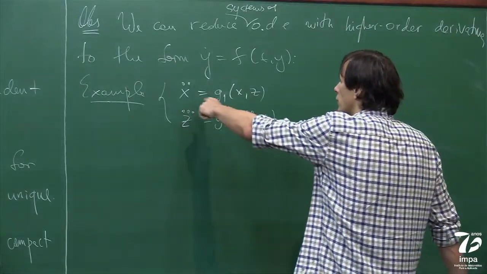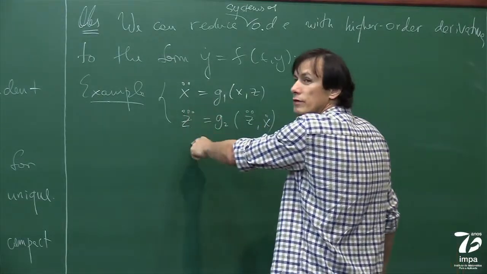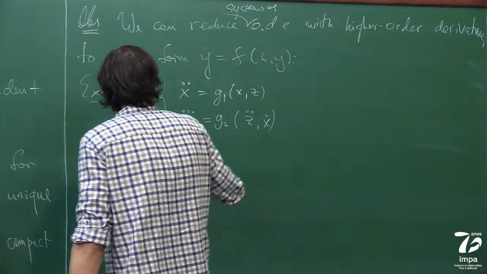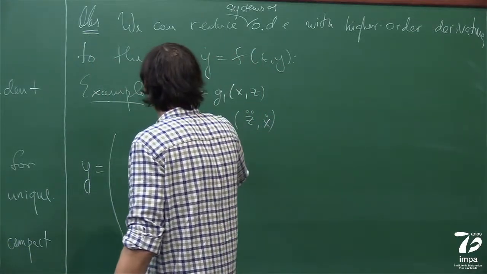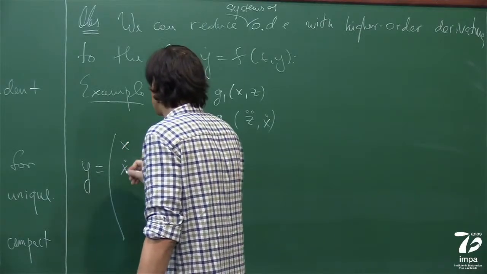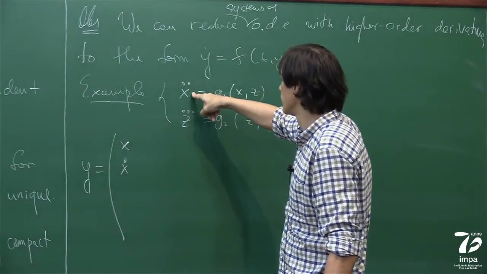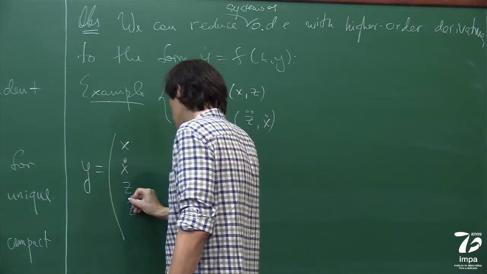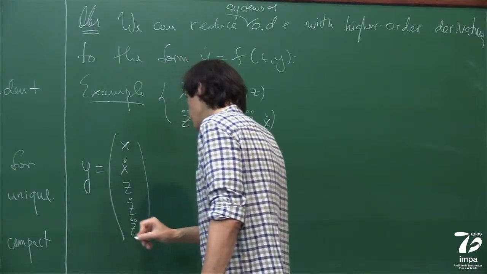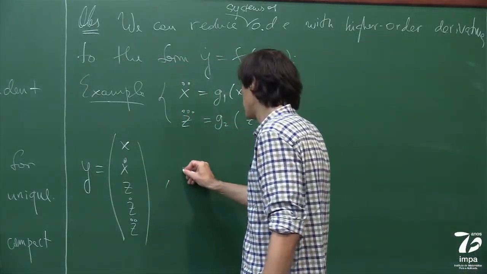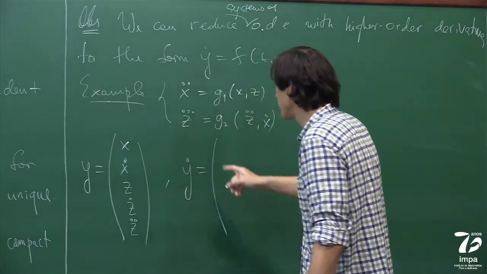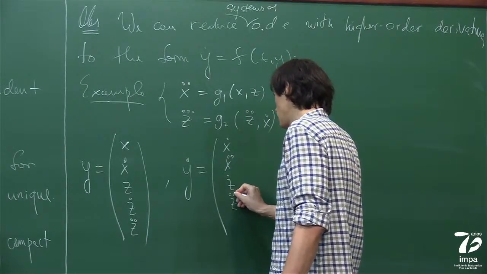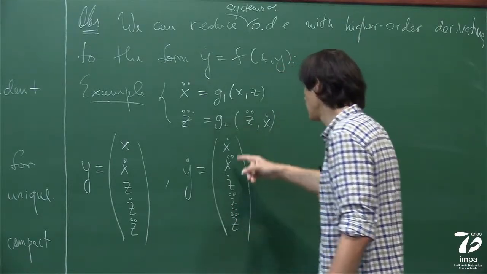In order to make a reduction, you have to resolve each equation with respect to the highest order derivative, and then give them new names. You take a vector y with five components, 2 plus 3. The first component is x, the second is x dot. The higher derivatives are not necessary because they are already given by the equation. And for z, we need z, z dot, and the second derivative. So this is y. Then y dot will be x dot, x double dot, z dot, z double dot, z triple dot. And then substitute them.